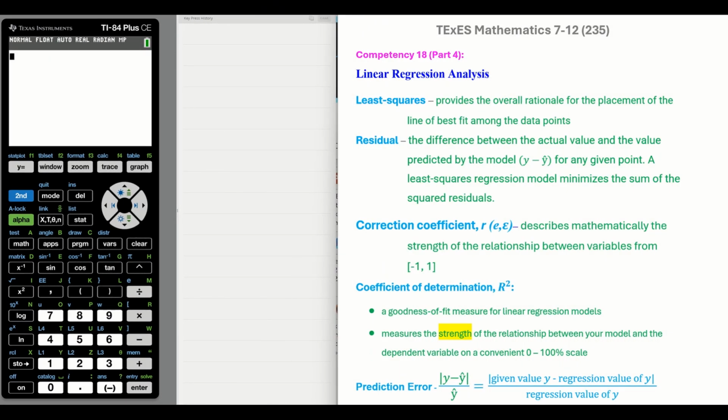Before we begin, let's discuss some terms that relate to linear regression analysis. The first one is least squares. This is a very brief definition. You might want to go and watch some videos relating to that. There's lots of good people online. This provides an overall rationale for the placement of the line of best fit. That's what we're going to be working with, best fit among the data points.